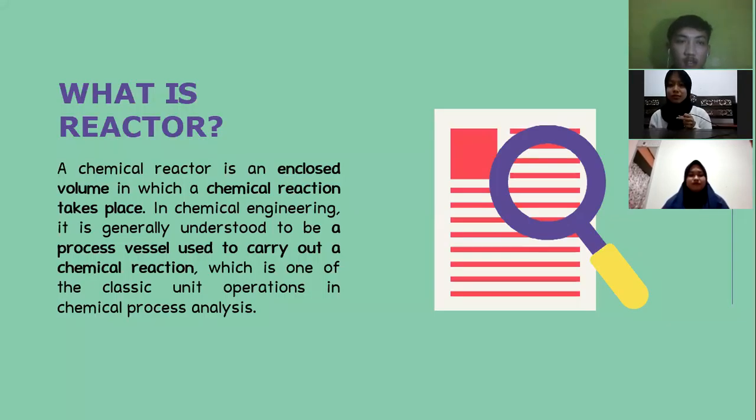Okay, first, what is reactor? A chemical reactor is an enclosed volume in which a chemical reaction takes place. In chemical engineering, it is generally understood to be a process vessel used to carry out a chemical reaction, which is one of the classic unit operations in chemical process analysis. A chemical reactor is designed to maximize net present value for the given reaction and also to ensure that the reaction proceeds with the highest efficiency toward the desired output product. Producing the highest yield of product while requiring the least amount of money to purchase the end product.